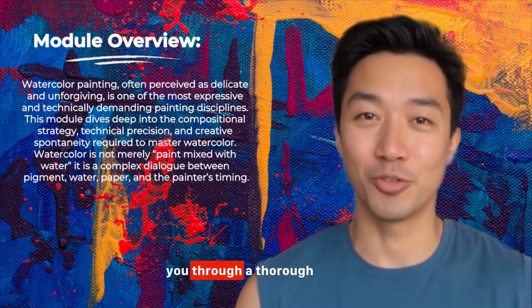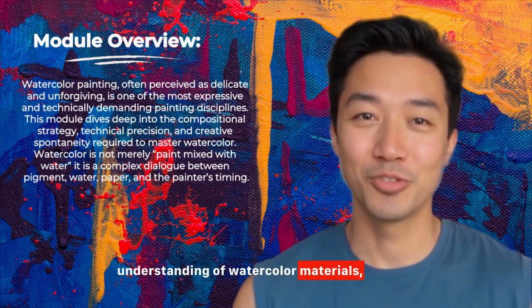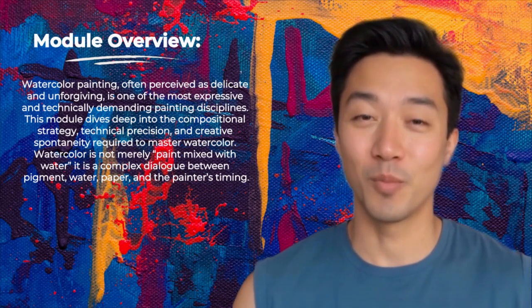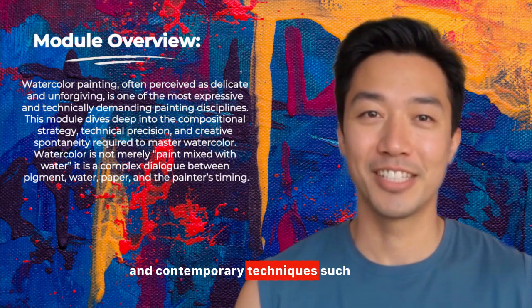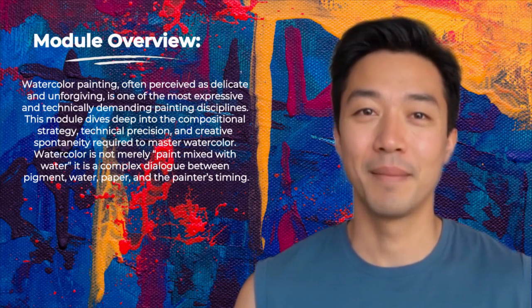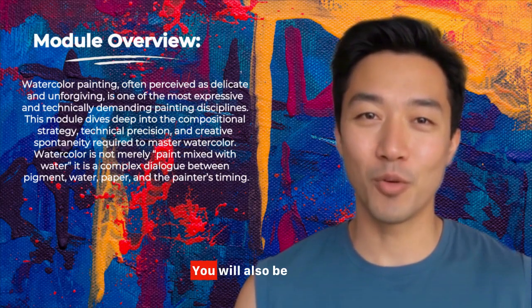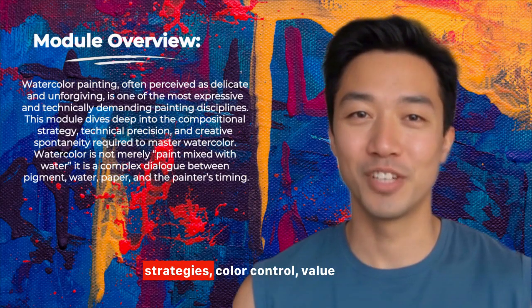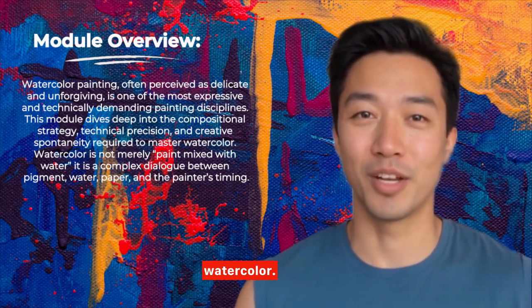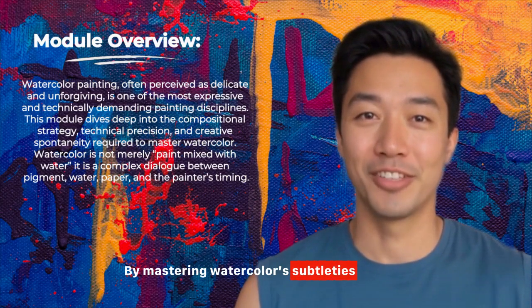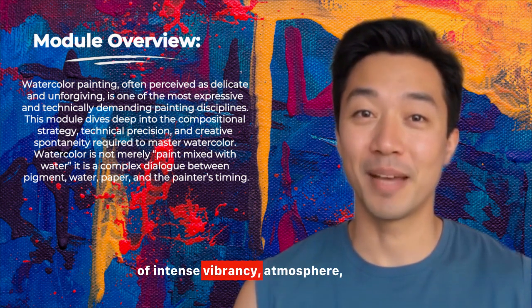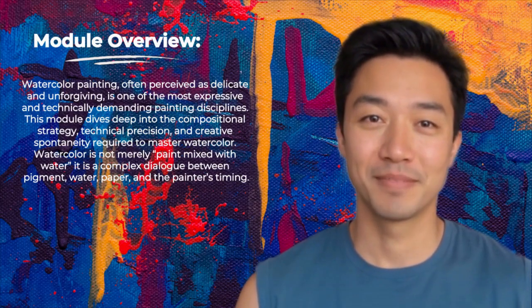This module will walk you through a thorough understanding of watercolor materials, including paper types, brushes, pigments, and mediums. We will explore a wide spectrum of classic and contemporary techniques such as wet-on-wet, dry brush, glazing, granulation, lifting, masking, backruns, and layering. You will also be guided through advanced compositional strategies, color control, value planning, and the integration of mixed media with watercolor. By mastering watercolor's subtleties and embracing its unpredictable nature, you will be equipped to produce works of intense vibrancy, atmosphere, and emotional depth.